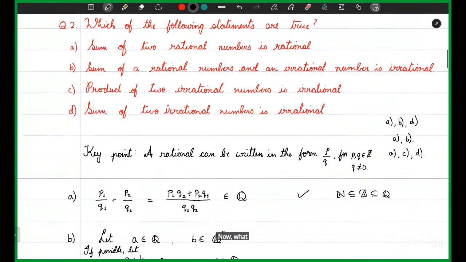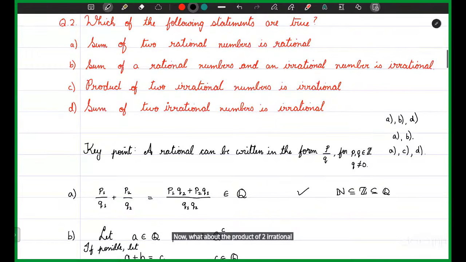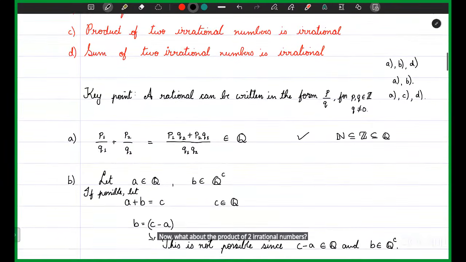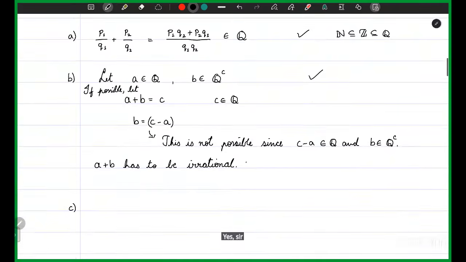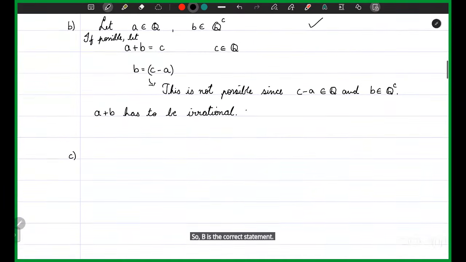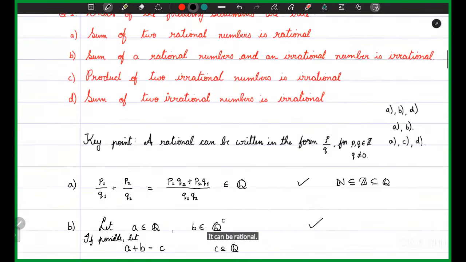Now, what about the product of two irrational numbers? It can be rational or irrational. So that is the correct statement, by the way. So is the statement true or false? False.